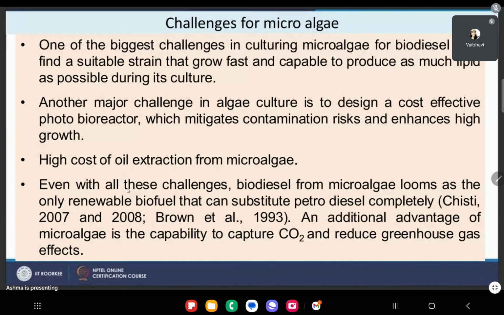Another advantage of microalgae is that it uses inorganic carbon, CO2, as its carbon source, and this can be used to reduce the greenhouse gas effect.